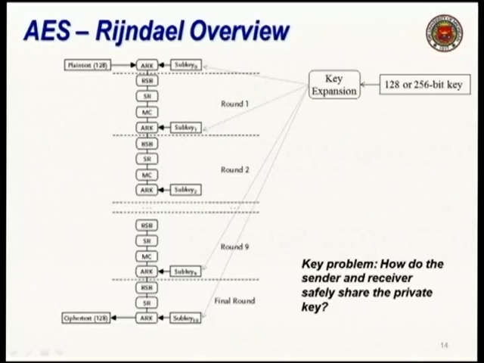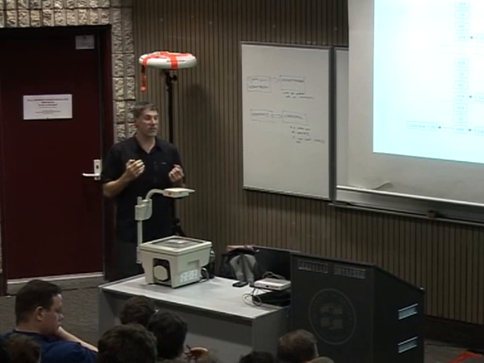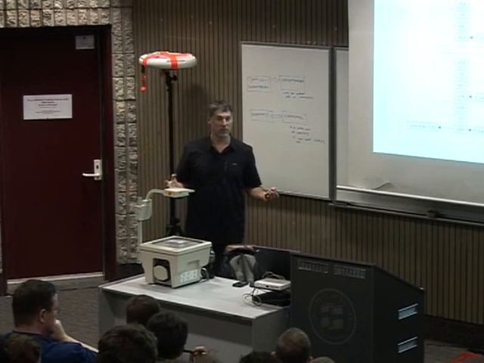Now, the problem with using an algorithm like AES to do your normal point-to-point secure communication is the problem of how do I share my private key with the other person in a way that's secure, right? Because until we both have that private key, our communication has to be in the clear.